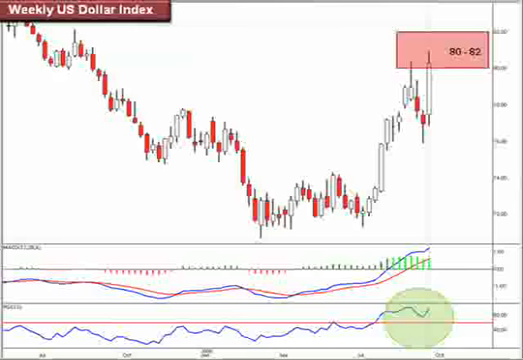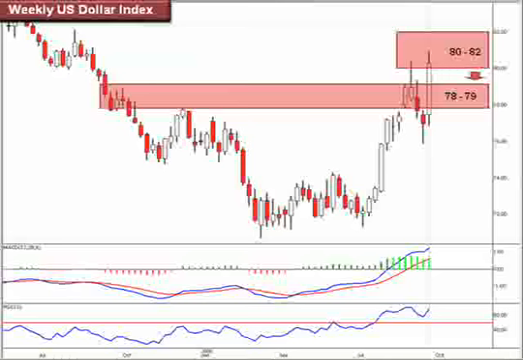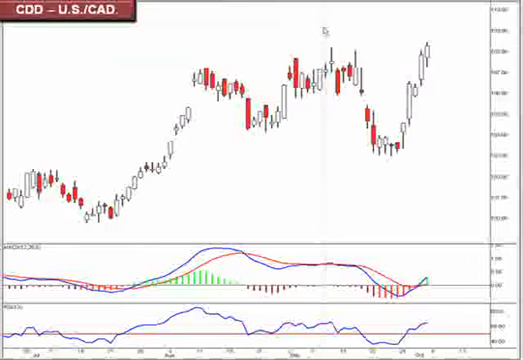Now, we seem to see some renewed momentum to the upside as well. Again, we're looking at that 80 to 82 focal zone as being a key area. Any rejection off of that would likely play down into that 78 to 79 focal zone that we've identified here based on a natural retracement.